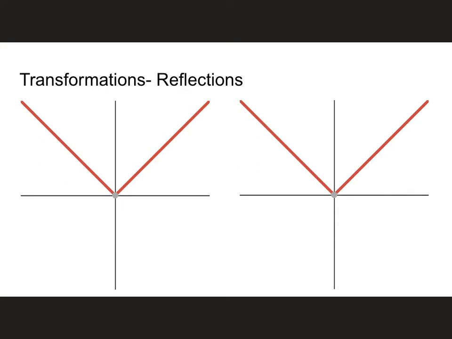With the absolute value graph, if we're going to reflect things across the x-axis, what does that mean? That basically just makes the V point downward. It's pretty easy to see with an absolute value graph.